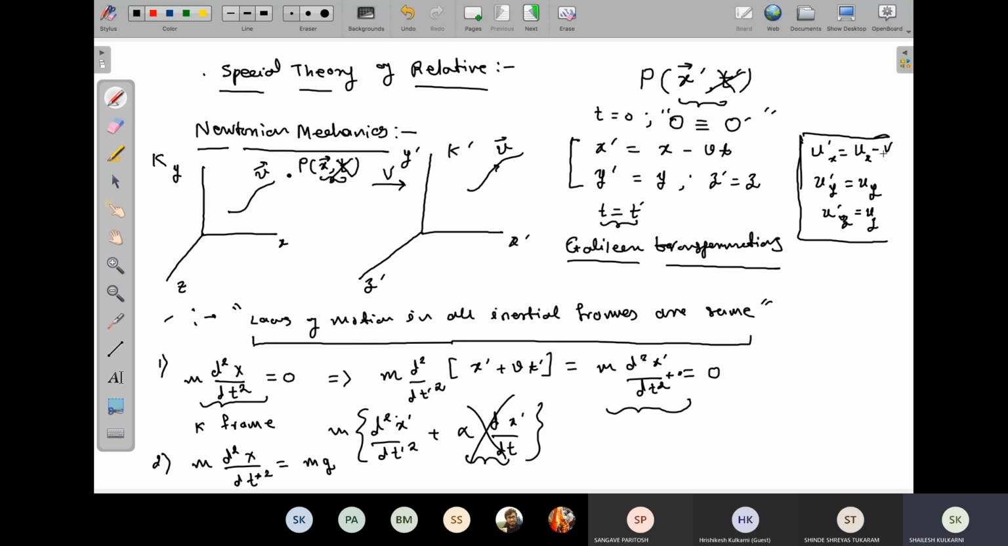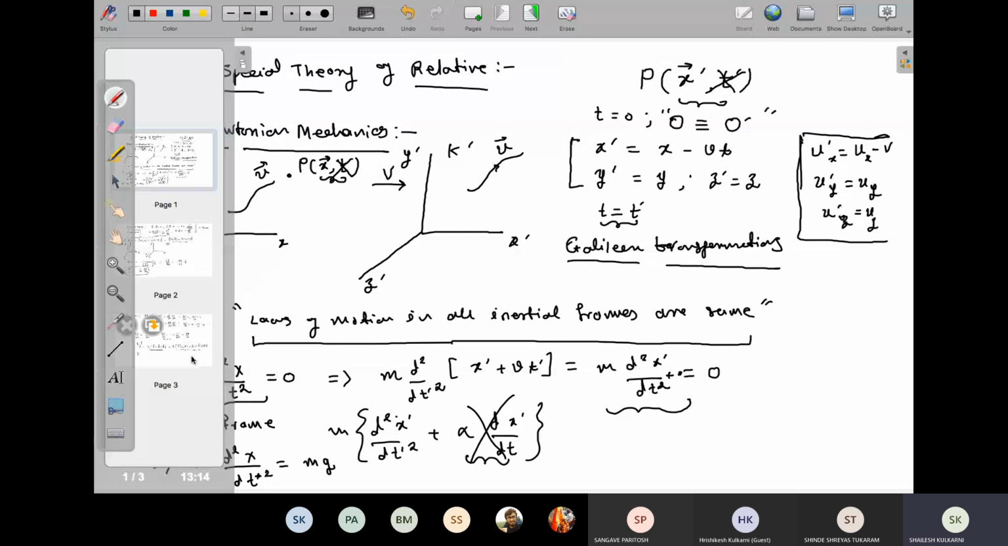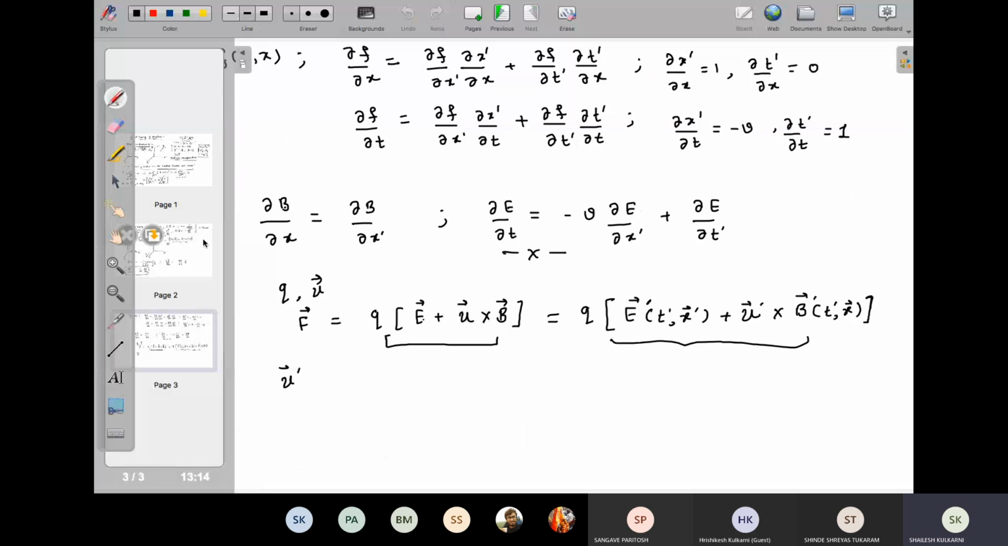Clear? So obviously, if the particle velocity is v, and this entire velocity is along the x-axis, then this observer will measure 0, because with respect to this observer the particle will be at rest. It is as if I am attaching this frame to that particle. Clear? So now let us apply this here.